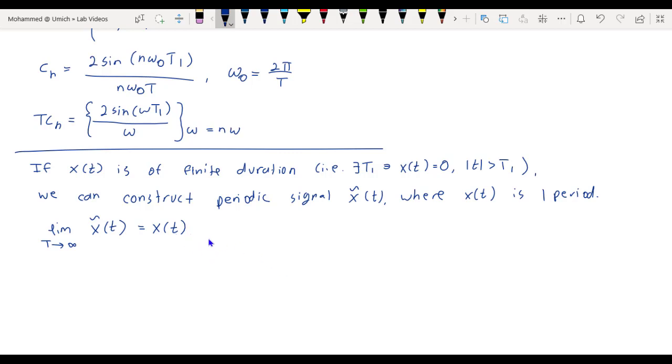Now let's look at the effect of this on the Fourier series representation of x tilde of t. We kind of already saw this a few minutes ago, but I'm going to look at a plot of just the Fourier series coefficients themselves without the line spectra.